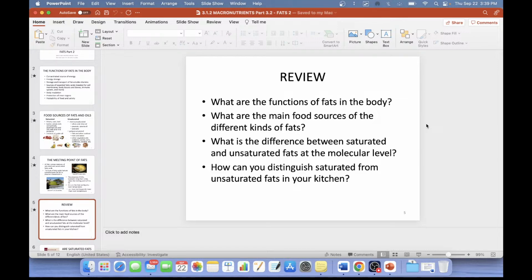So, yes, it provides the molecular building blocks for cell membranes. Insulation, yes, that was the right side. Right. Transport and storage of fat-soluble vitamins, very important.